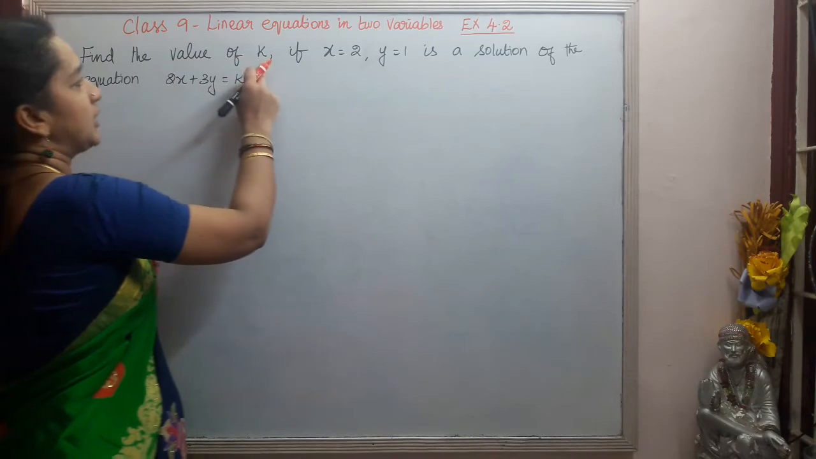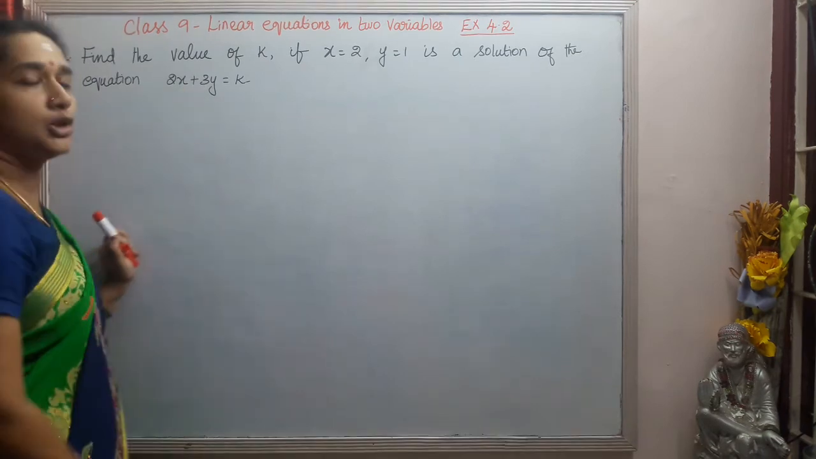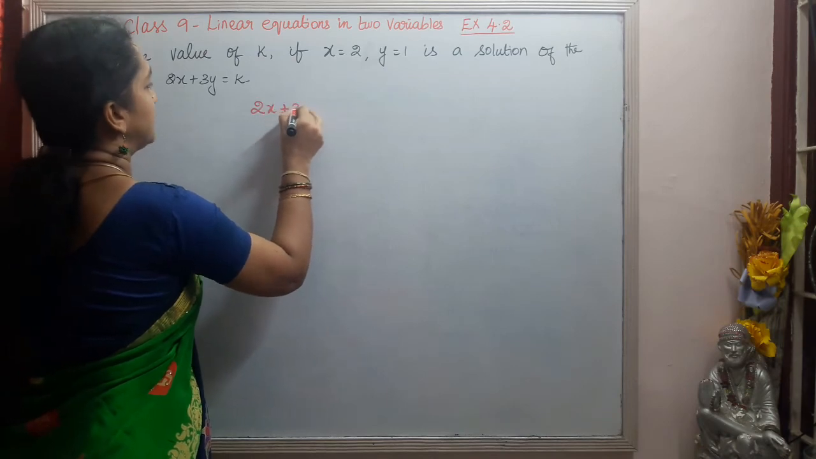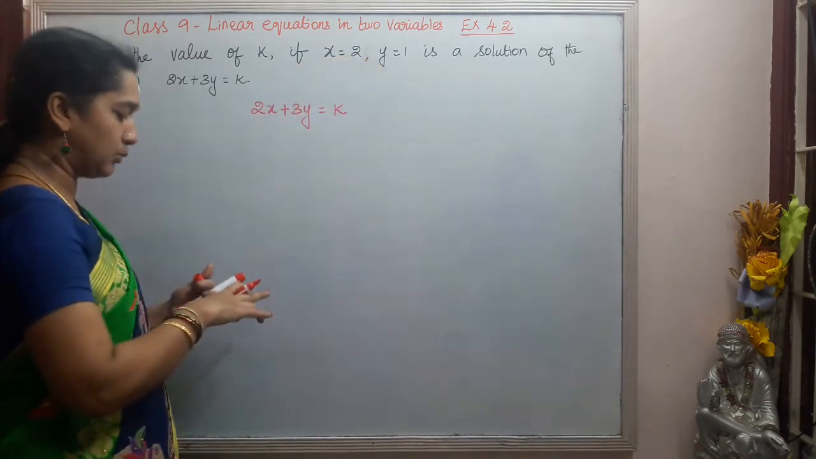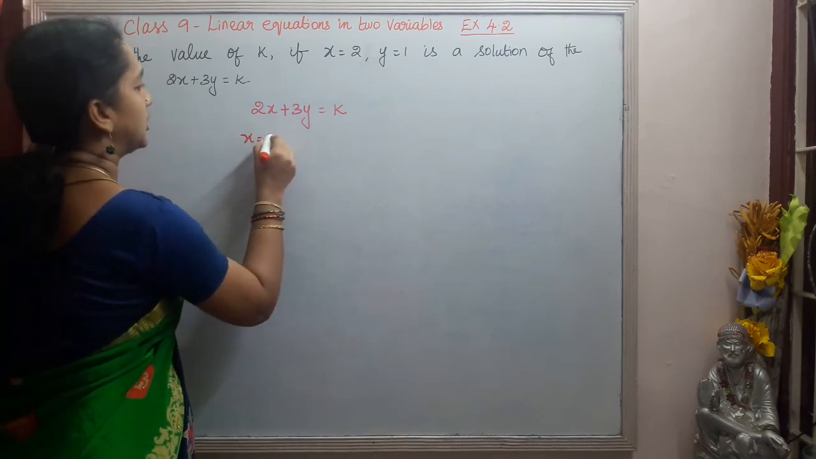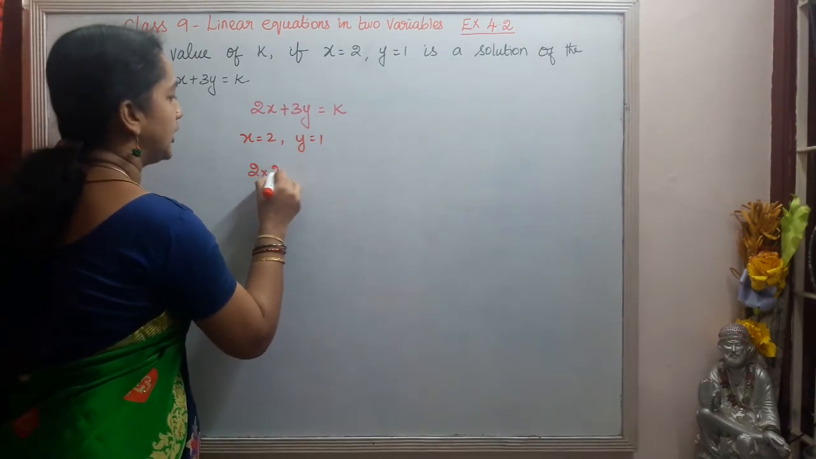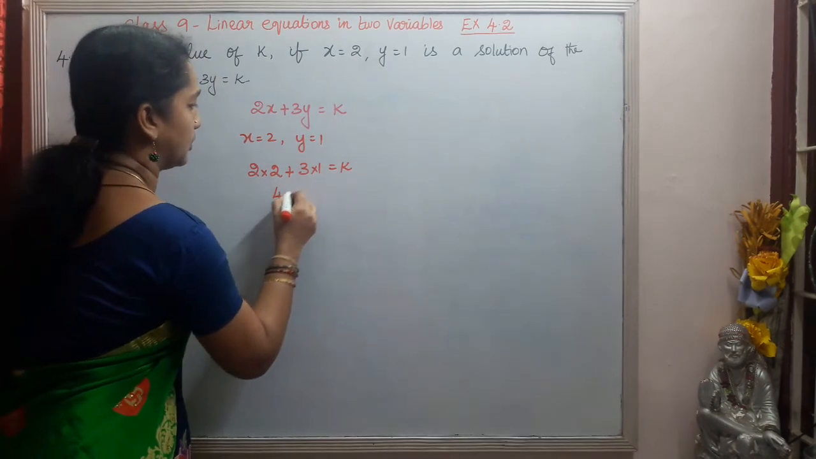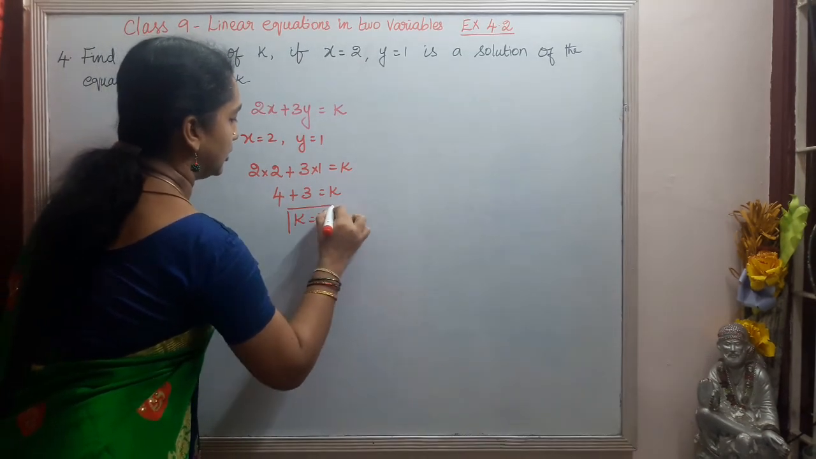Fourth sum is: find the value of k if x is equal to 2, y is equal to 1 is a solution of the equation 2x plus 3y is equal to k. So the given equation is 2x plus 3y is equal to k. In this, it is given that x is equal to 2 and y is equal to 1 is a solution. So we will substitute x is equal to 2 and y is equal to 1 in the given equation. So 2 into 2 plus 3 into 1 is equal to k. So 2 2s are 4 plus 3 1s are 3 is equal to k. So we will get the k value as 7.